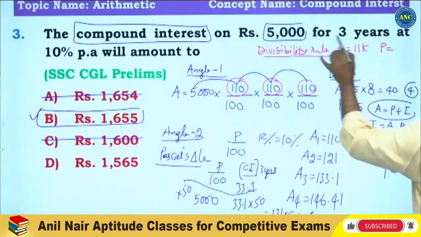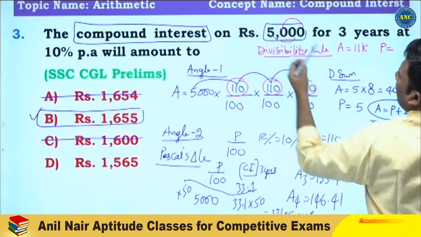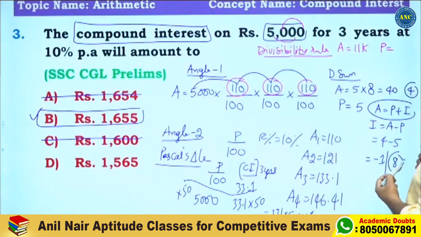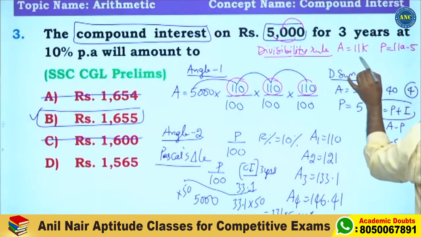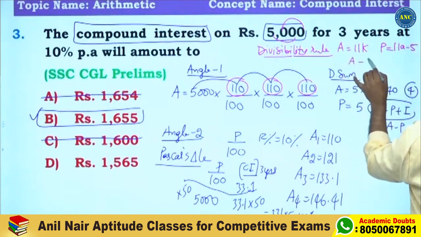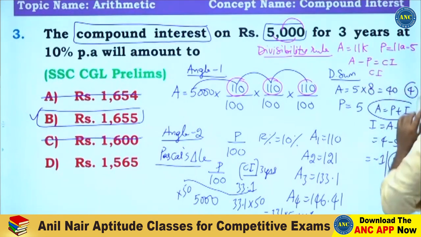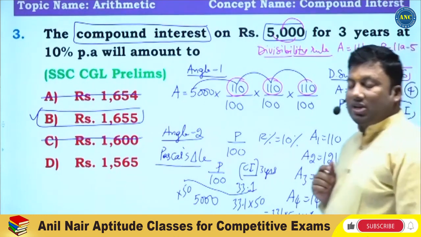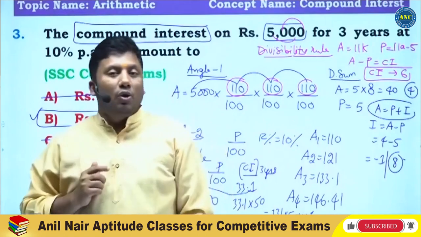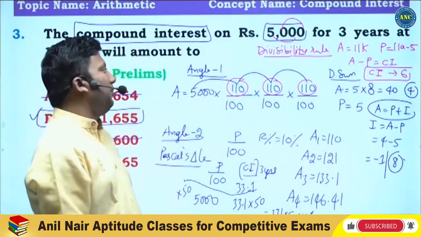For the principal, what is the sum of the odd places? 0. What is the sum of the even places? 0 plus 5, 5. That means it gives a negative remainder, minus 5. So amount minus principal is equivalent to compound interest. Compound interest should give remainder 6 when divided by 11. I hope it is clear. The amount is divisible by 11, since 110 is divisible by 11.